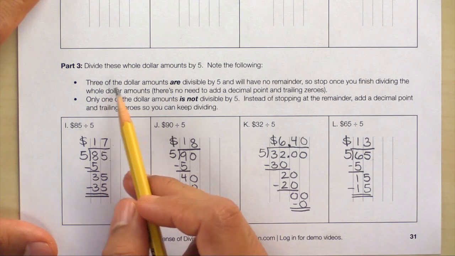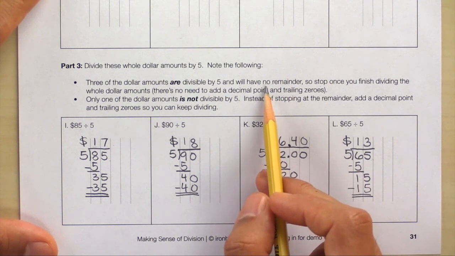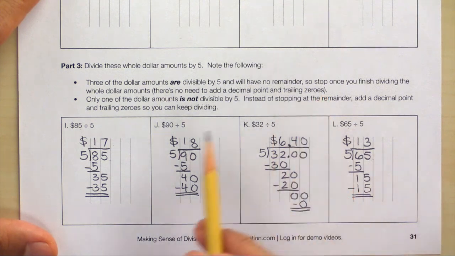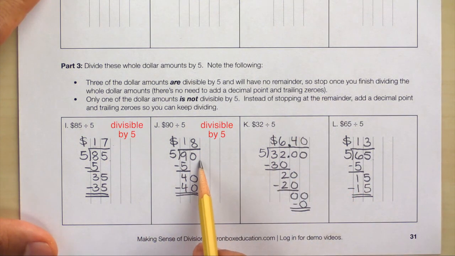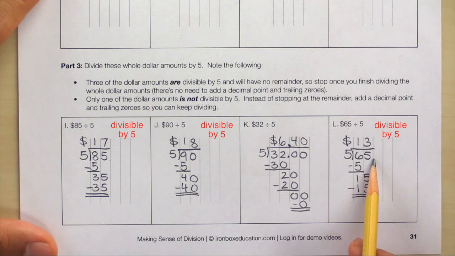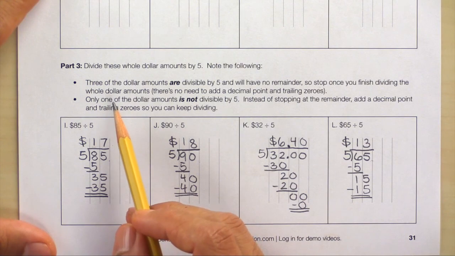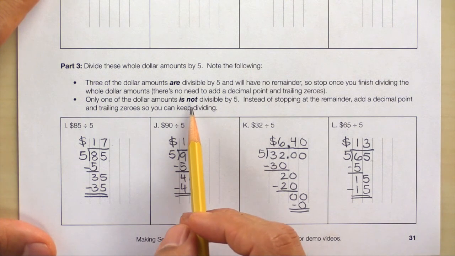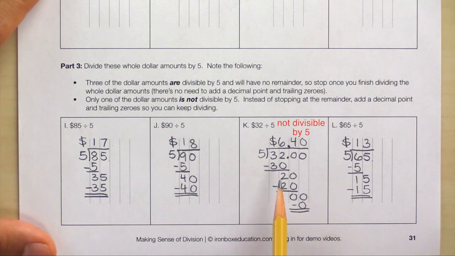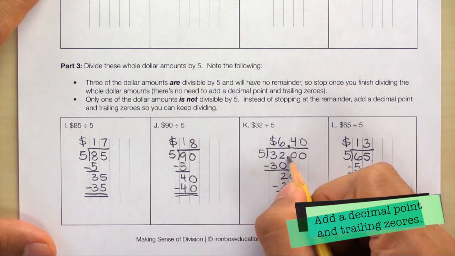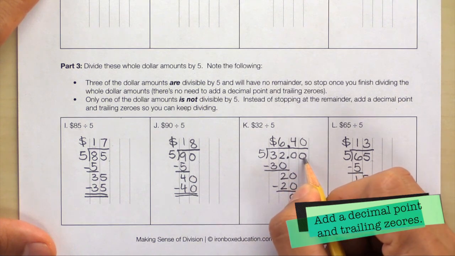Let's look at the special instructions in part 3. 3 of the dollar amounts are divisible by 5 and will have no remainder. So stop once you finish dividing the whole dollar amounts. So in box I, box J, and box L, notice that we didn't have to add decimals or trailing zeros. Take a look at the next bullet point. Only one of the dollar amounts is not divisible by 5, and that's this problem right here. Instead of stopping at the remainder, add a decimal point and trailing zeros so you can keep dividing. And notice how we added a decimal point and 2 trailing zeros so that we can keep dividing.